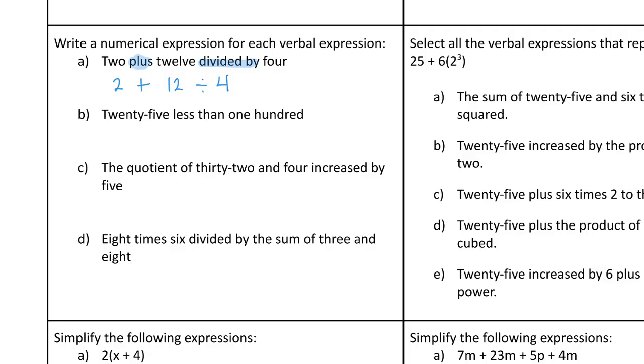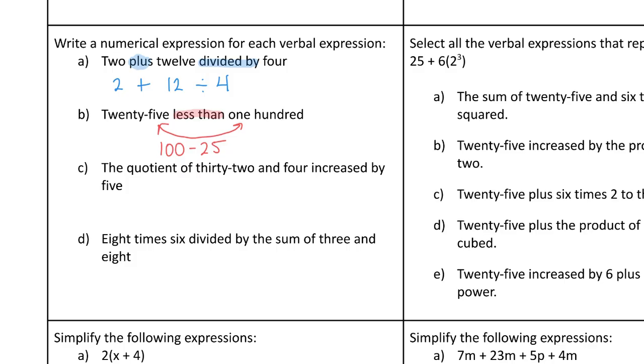All right, for the next one, I have 25 less than 100. Remember the tricky thing about less than: when we see the words less than, we actually reverse the order of the numbers. So instead of 25 minus 100, it's going to be 100 minus 25.